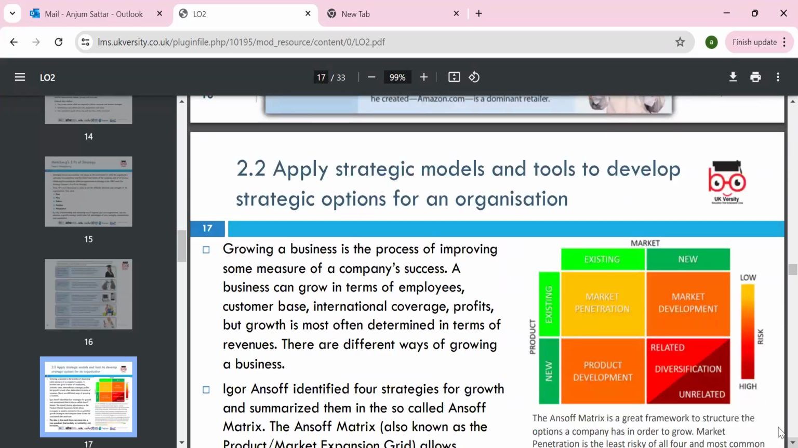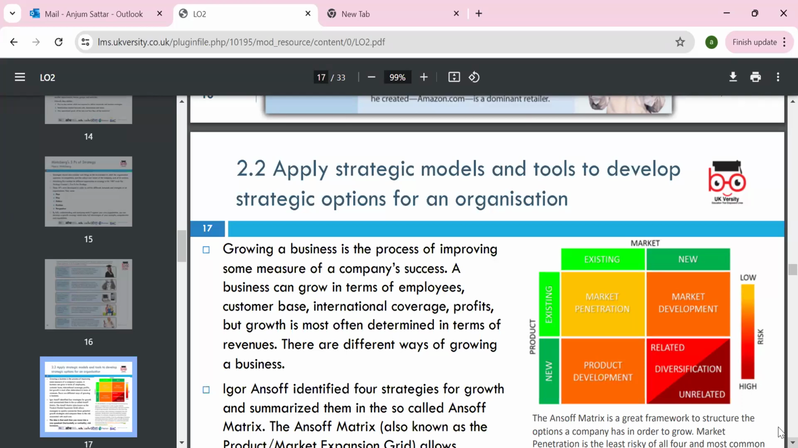So 2.2, apply strategic models and tools to develop strategic options for an organization. So guys, it's quite popular. The Ansoff matrix, by Igor Ansoff, a Russian mathematician who moved to the States and gave this matrix. If you're selling an existing product in an existing market, that's market penetration. It means whatever you're doing, you carry on doing in the same market.